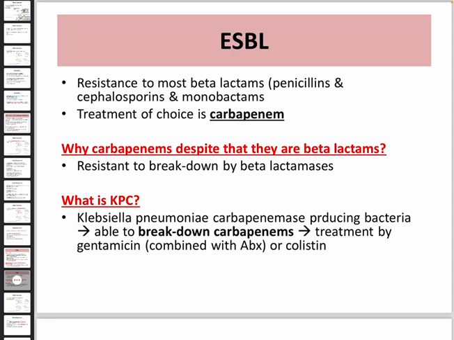What is KPC? It's Klebsiella pneumoniae carbapenemase-producing bacteria. Again, this is increasing in Jordan in tertiary hospitals due to the excessive use of antibiotics. For this, either you need combined antibiotic coverage or you hit with a very strong and broad-spectrum antibiotic like colistin, which is as well a very toxic antibiotic to use.